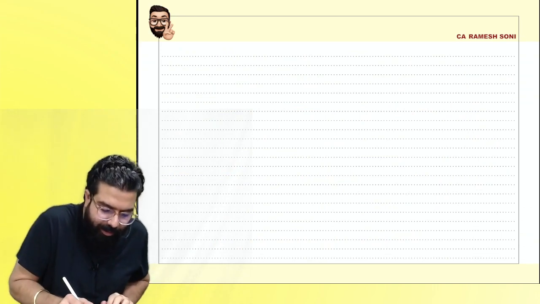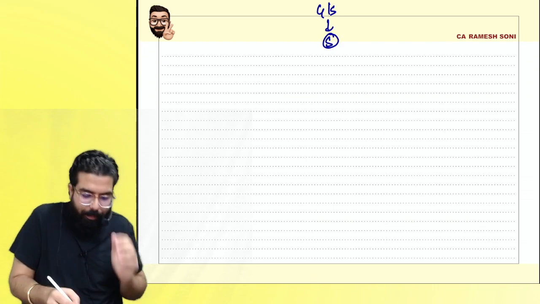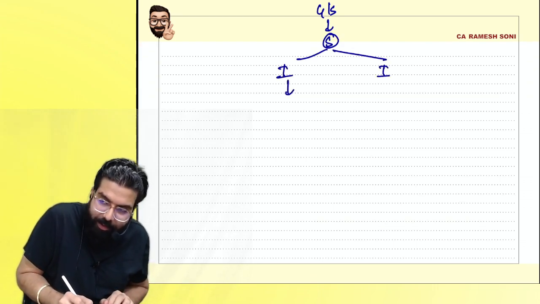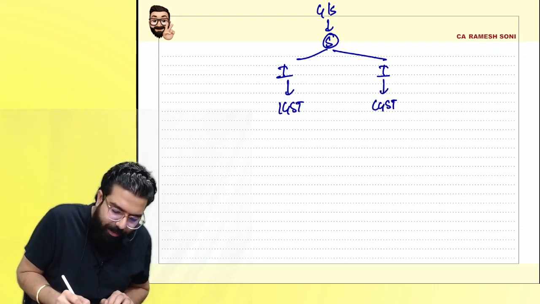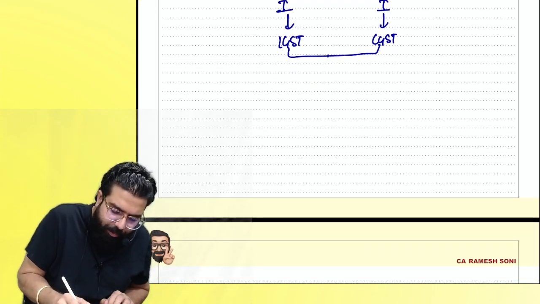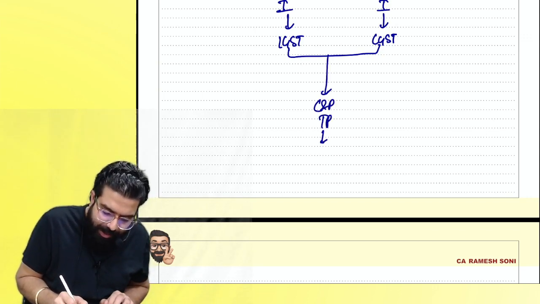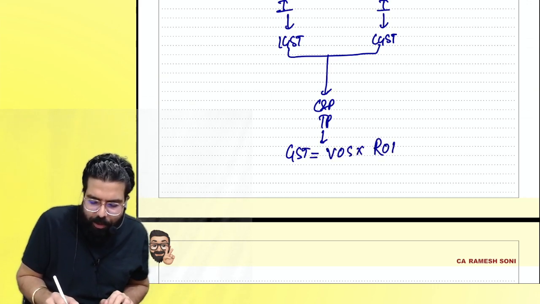We started learning GST with goods and service. Goods and service has to be supplied. Supply can be either interstate supply or intrastate. Interstate supply, IGST will be levied. Intrastate, CGST will be levied. Once GST is levied, it has to be collected and paid by a taxable person. How will he collect? GST is equal to value of supply into rate of tax.